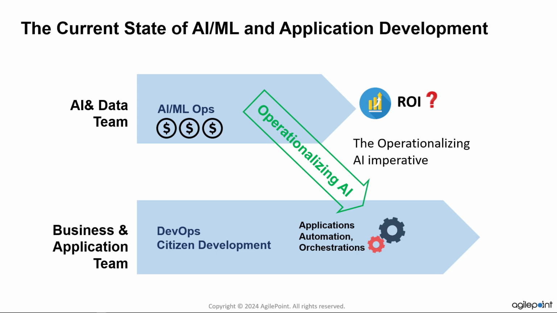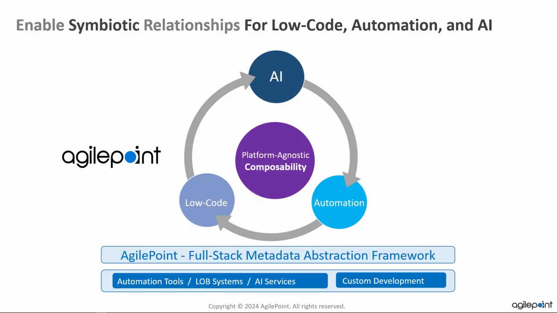So as a result, AgilePoint's Control Tower acts as a bridge to connect the two disparate tracks and allows AgilePoint customers to immediately leverage investments made in AI and easily apply them to business applications to generate immediate returns.